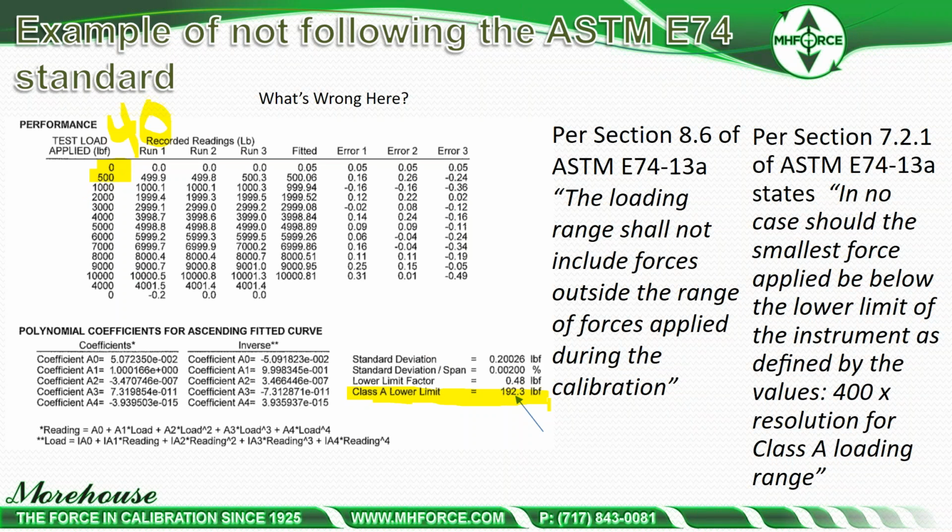In this case, this calibration is not valid. The first test point that the end user can use this cell at is the 500 pound point. And really the only thing that needs to happen to the certificate is the Class A lower limit has to be up to 500 pounds, and then everything would be in compliance.